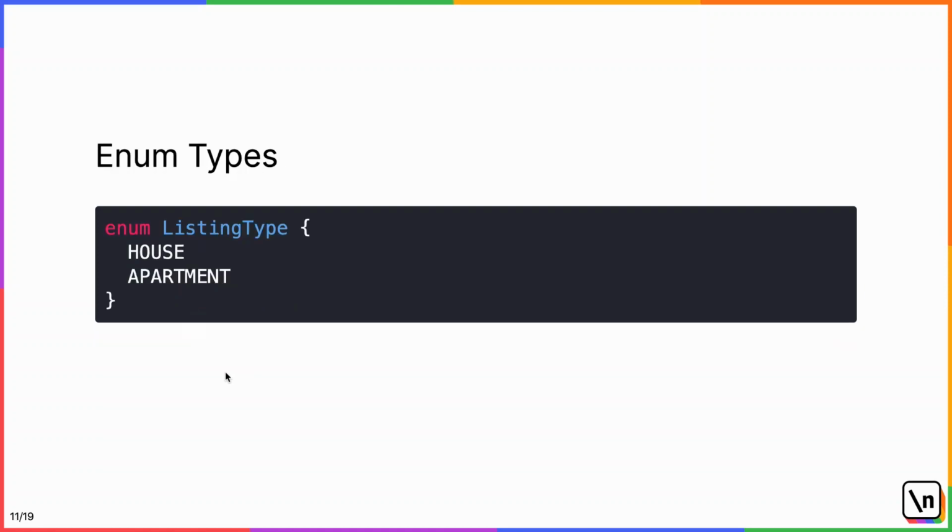Enumeration types are a special kind of scalar type that are restricted to a defined set of allowed values. For example, let's say we wanted to add a listing type property for our listing object type, and we wanted to say the listing type can only be either a house or an apartment. This is where we can use an enumeration type to restrict the property to be one of these values.